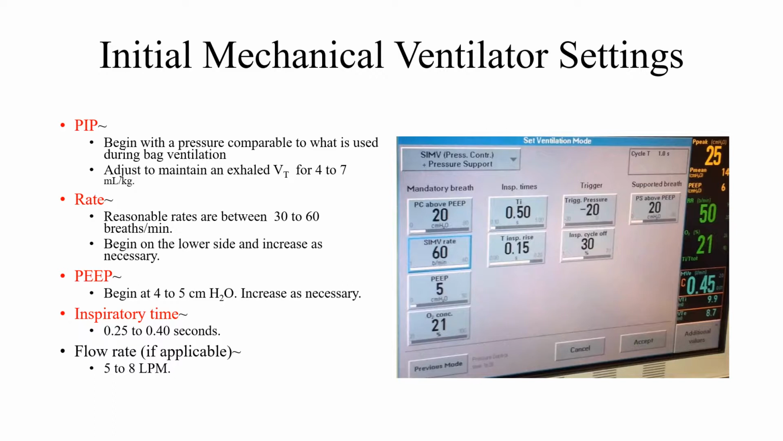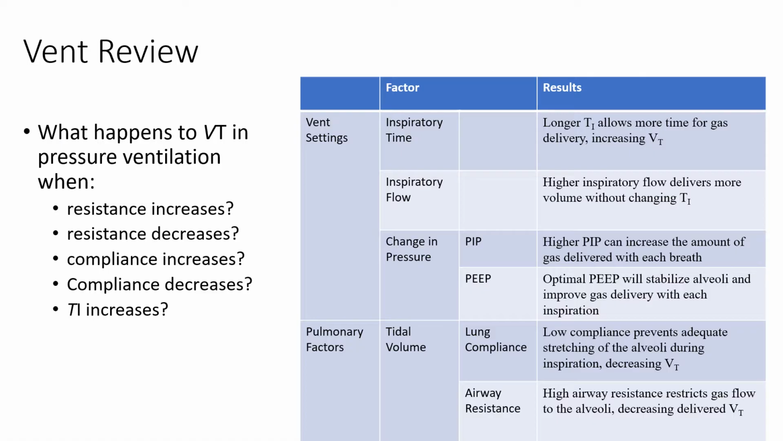PEEP, we want to start anywhere between 4 to 5 centimeters of water pressure and increase as necessary. Increasing PEEP is the same with neonates as it is for adults. We wait until we get to an FiO2 of about 60% before we start increasing our PEEP. Our I time should be somewhere between 0.25 to 0.4 seconds, although you can always use your total cycle time calculation to be more specific. And then if you're using a ventilator where you need to set a flow rate, you would set it somewhere between 5 to 8 liters per minute.